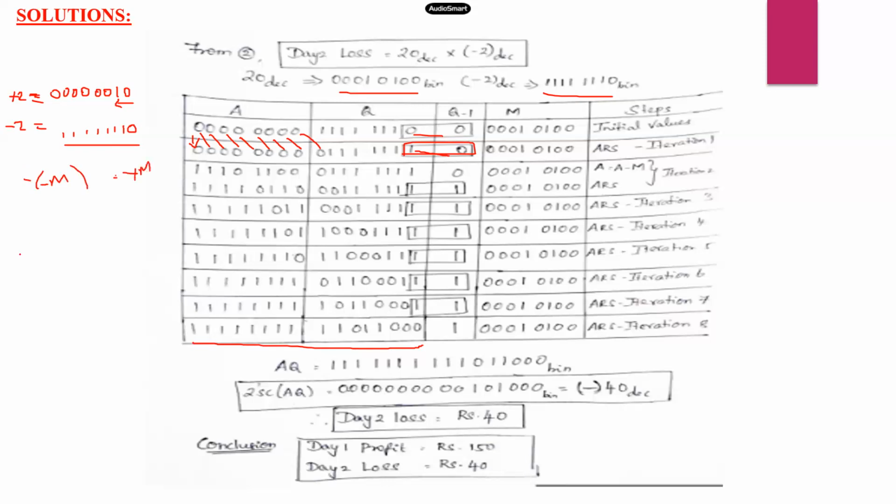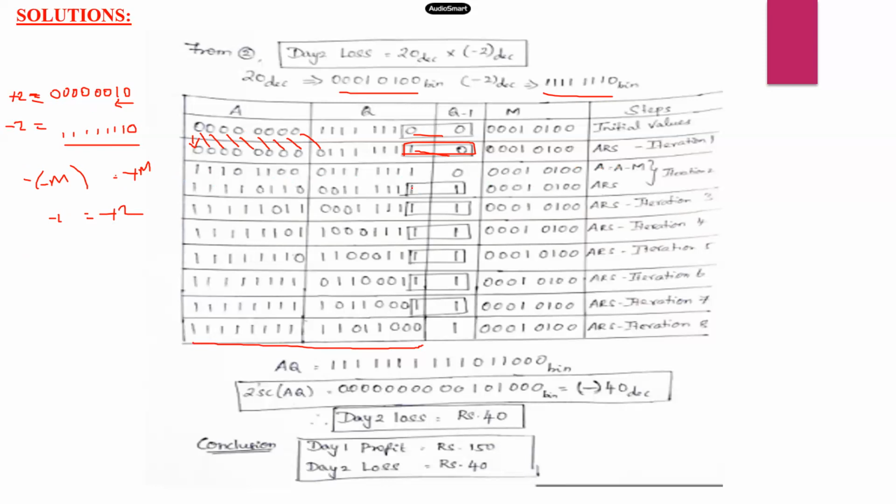So already the input is minus 2, and minus of minus 2 is plus 2. You know the binary value of plus 2 is already 0 0 0 0 0 0 1 0. So A equals A minus M; then you calculate it here and do an arithmetic shift right. That is iteration 2.